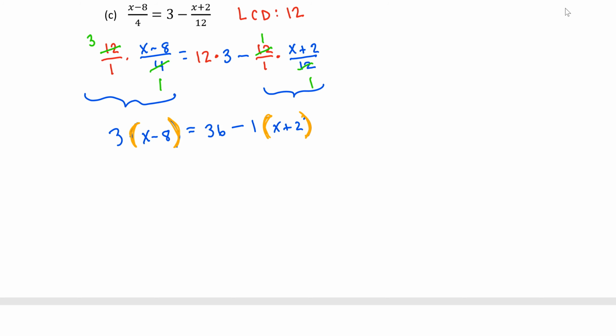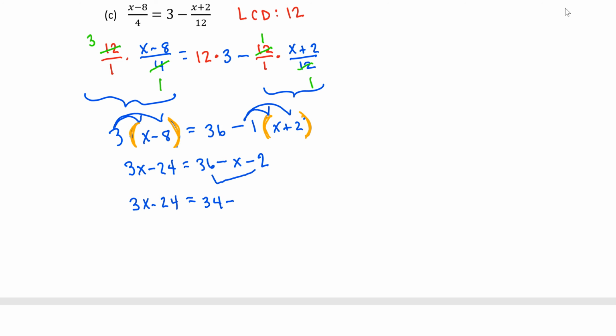Next, we can break up those parentheses with the distributive property. So 3 times x is 3x. 3 times negative 8 is negative 24. And on the right side, we need to distribute the negative 1. Negative 1 times x is negative x, and negative 1 times 2 is negative 2. Now, on the right side, before we start moving things from the left to the right, let's combine like terms. 36 minus 2 gives us 34.